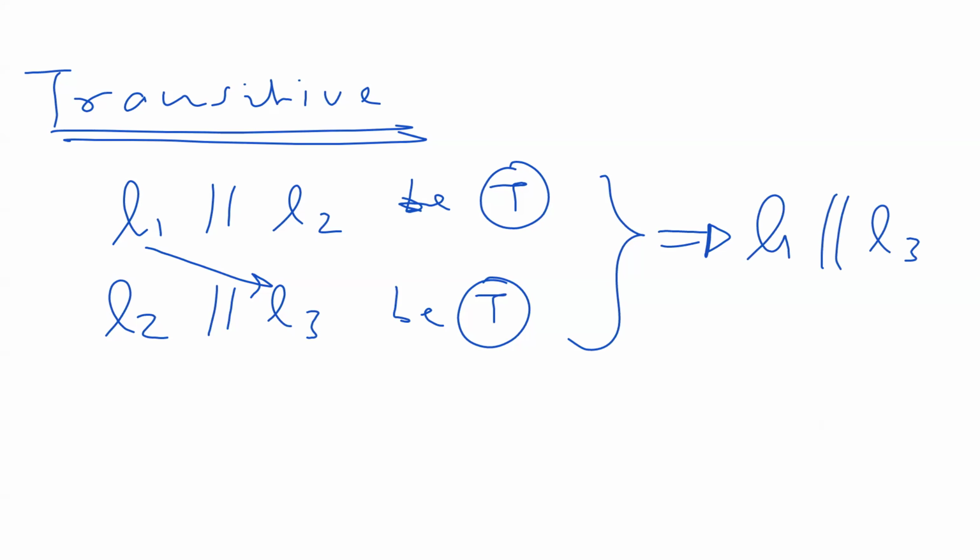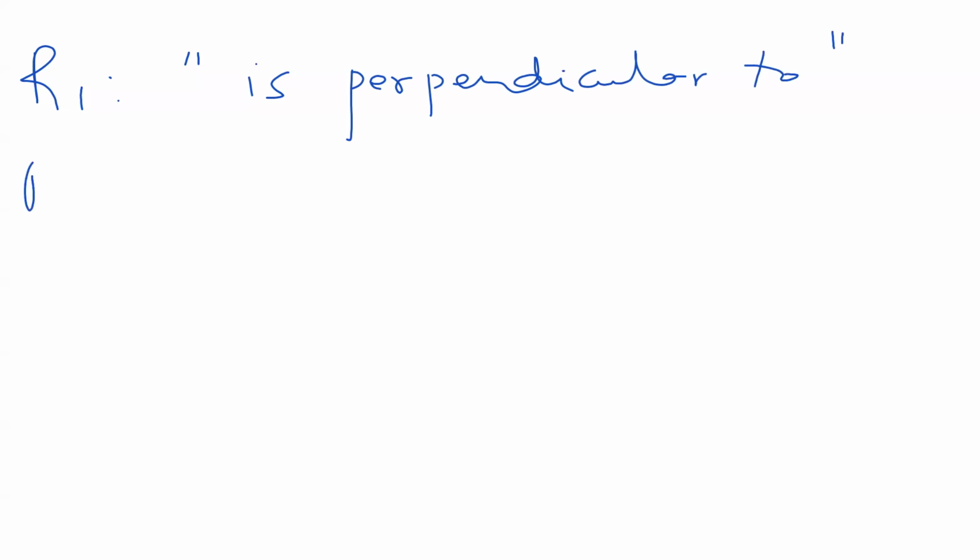Next example. R1, same, on coplanar lines, such that R1 is perpendicular to. The relation is perpendicular to. So reflexive.